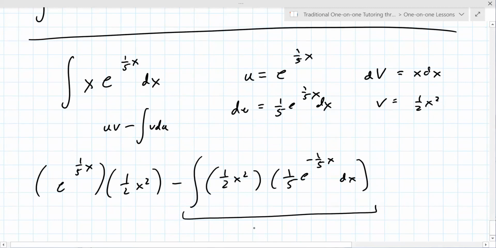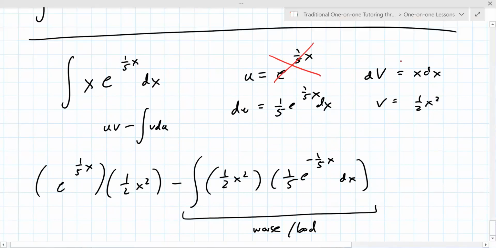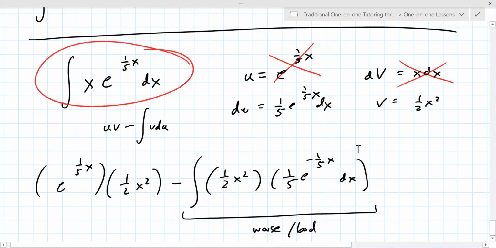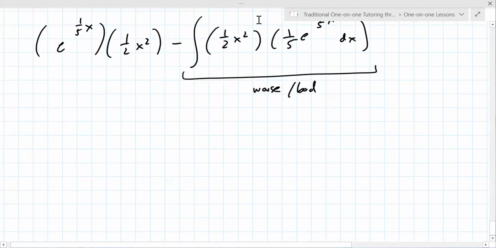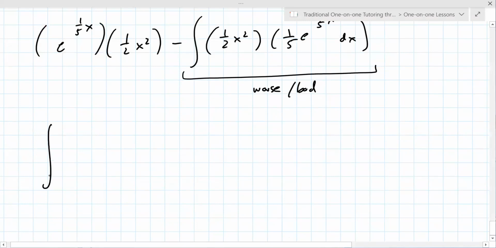This is worse. This is bad. This means that the substitution we made was wrong. That's why it's so important to do this here. So we're going to go back to the original, and since you don't know any better, you just try the other way. You're like, all right, that didn't work. So let's make u x and dv e to the 1/5 x dx.